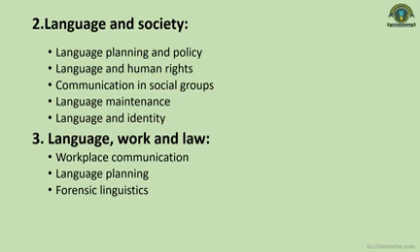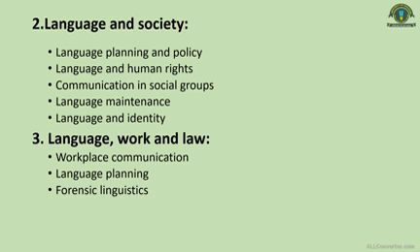So when we talk about language and society, there are different points included in that. First one is language planning and policies. In that point, we discuss how a language is planned in a society and what the policies related to that language are. Language and human rights. Communication in social groups, how a learner communicates differently in every social group. Language maintenance, how language is maintained in a particular society or particular area. Language and identity, how our identity is developed with the help of language.